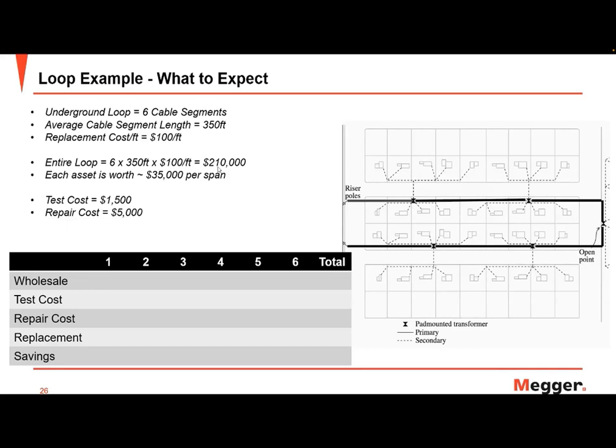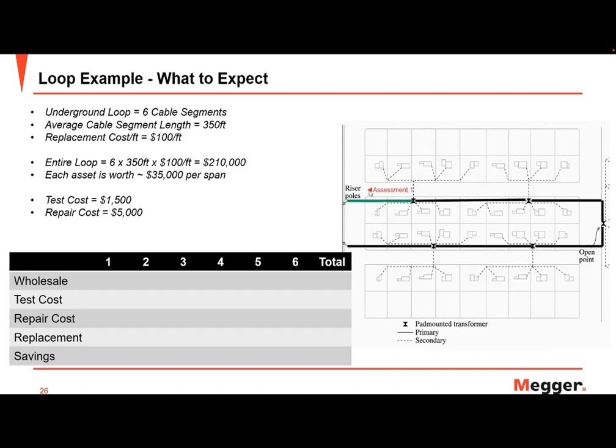And then just to finish up the example here, the test costs, let's say, roughly $1,500, and the repair cost of anything that we might repair is about $5,000. That's to maybe repair a termination at the time of the test. And I might be high with some of the numbers, but I want to show these numbers so that you can see how the life extension program works.